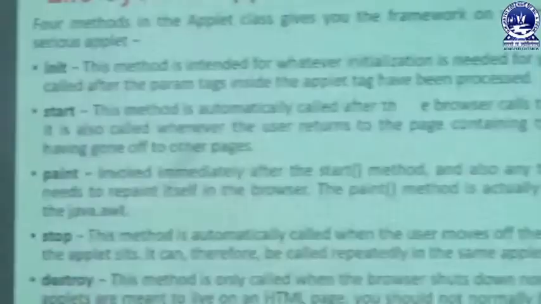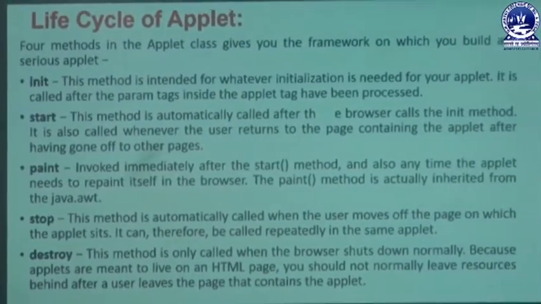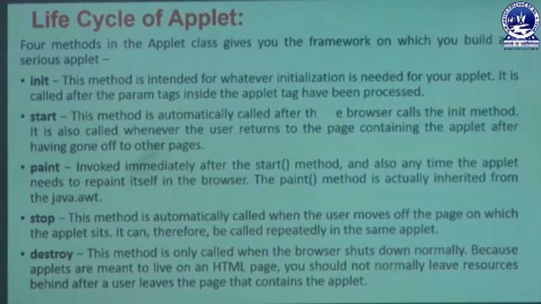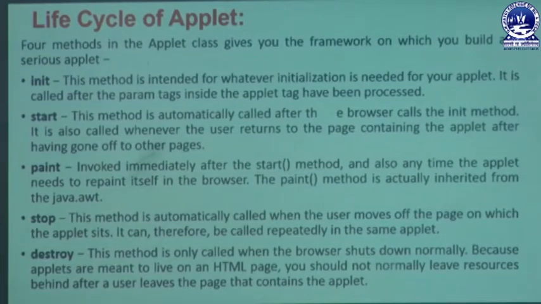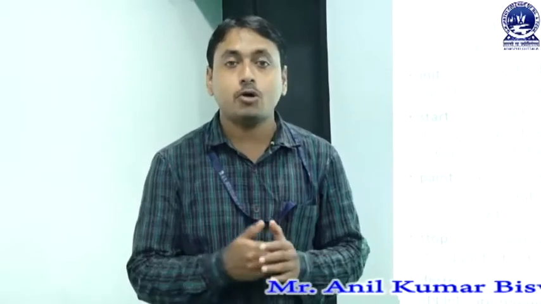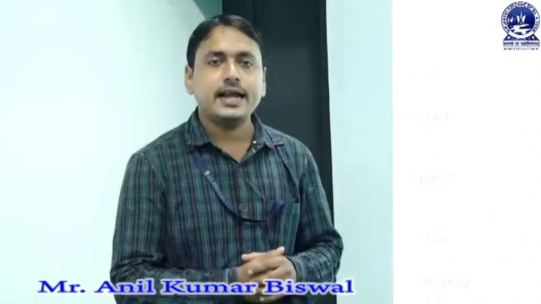The next method we can learn is known as the stop method. Then what is the use of the stop method? This method is automatically called when the user moves off the page on which the applet sits, or it can therefore be called repeatedly in the same applet. That means due to the presence of the stop method, we can interrupt the program execution. Whenever any type of applet code is executing and we need to halt it or block it, at that time we can invoke the stop method. The stop method can stop the flow of execution of that applet code.